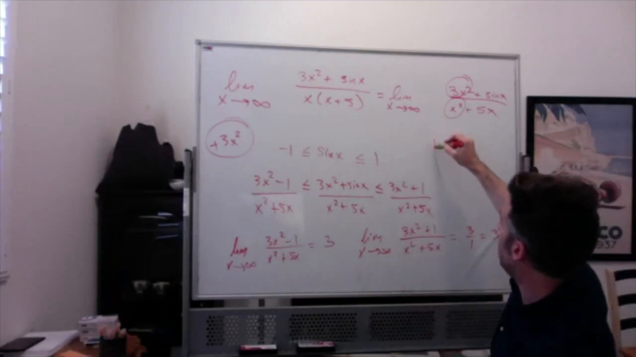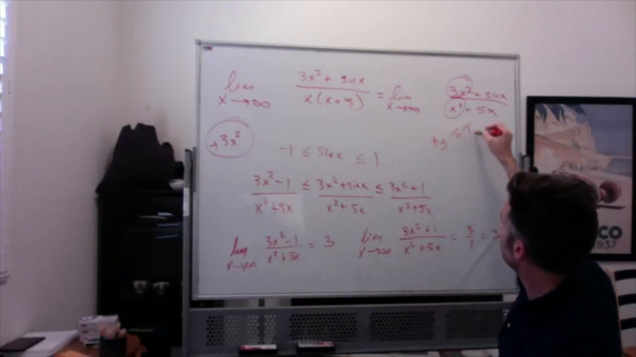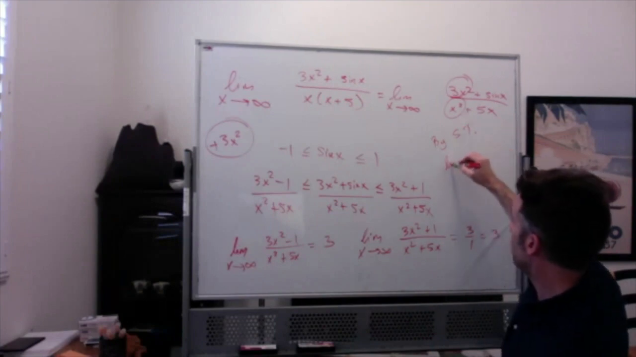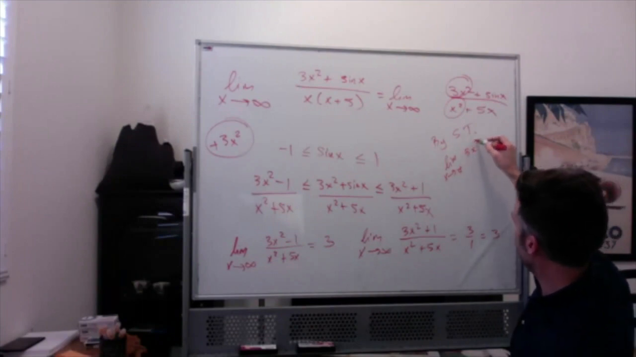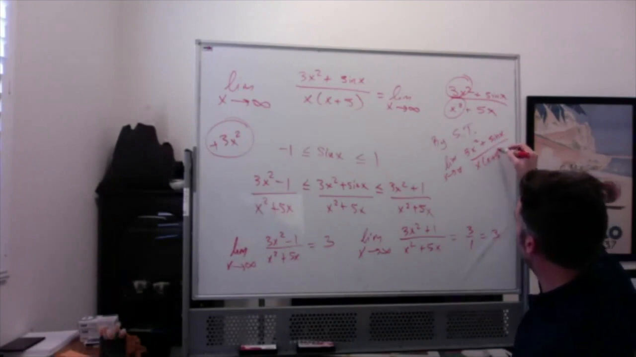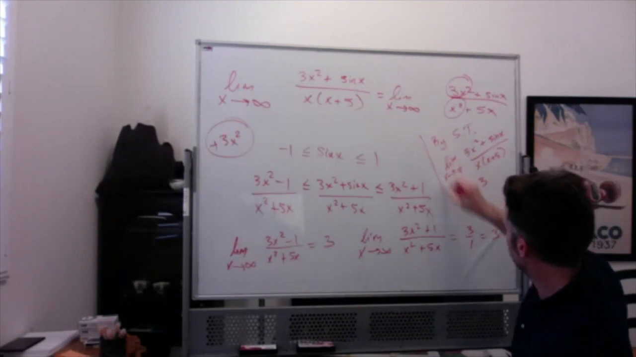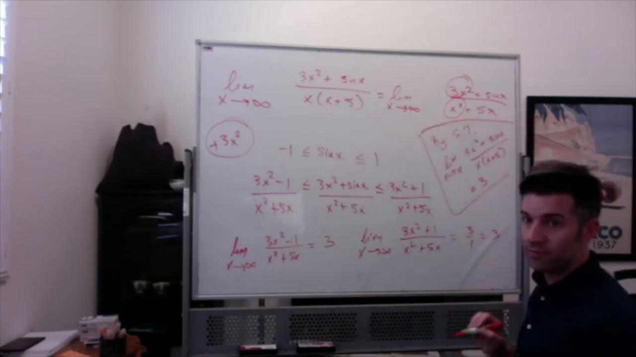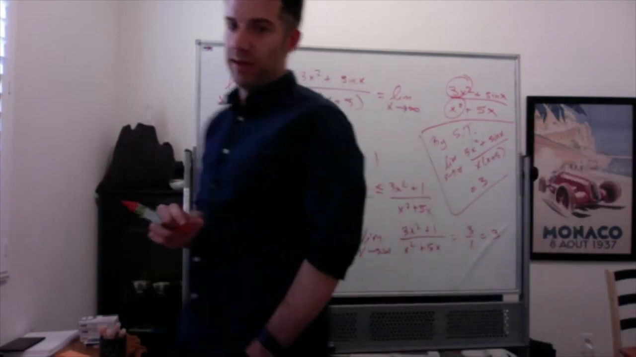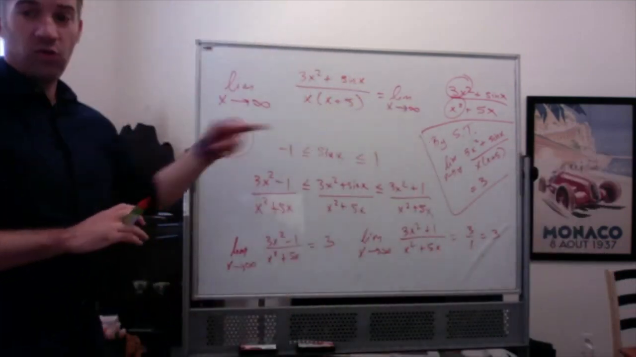So we can say by the squeeze theorem, which I like to abbreviate with ST, by the squeeze theorem, the limit as x goes to infinity of 3x squared plus sine x over x times x plus 5 has to equal 3. And that's how I prefer to do this type of problem. But I will mention there is a different way. But first, are there questions about this?